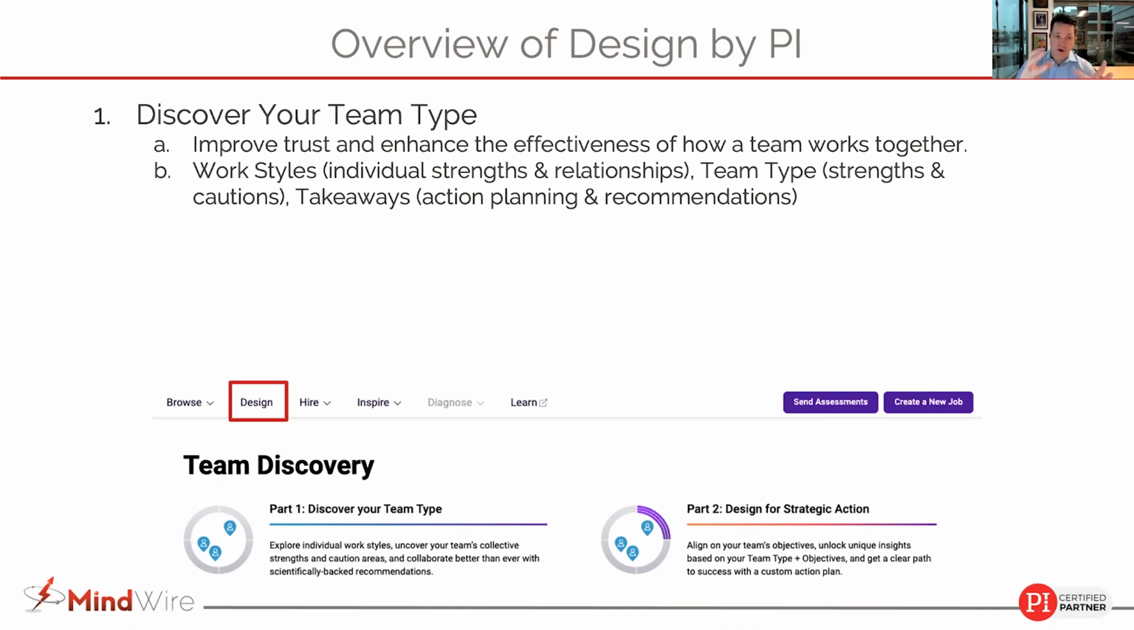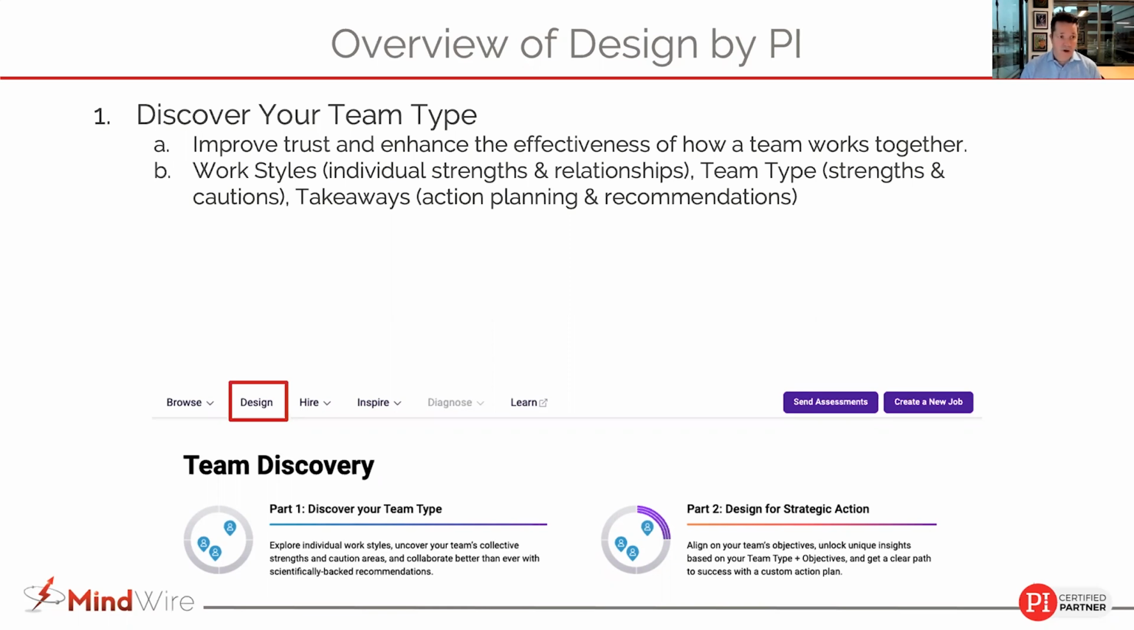So that's the first part of it, is kind of this internal help a team be better together by how it functions. And PI has done work on the science of this to define what are the different team types that are out there in the world, and what do those teams generally have strengths in and areas of caution or gaps in.